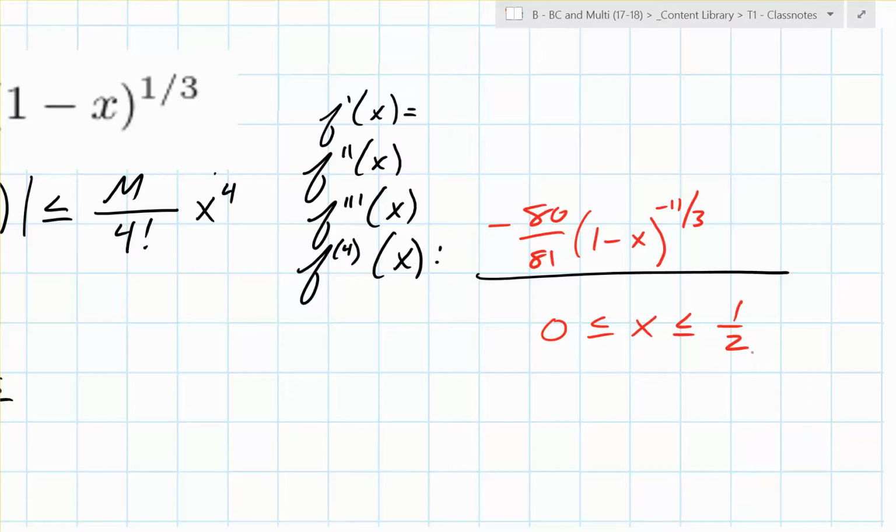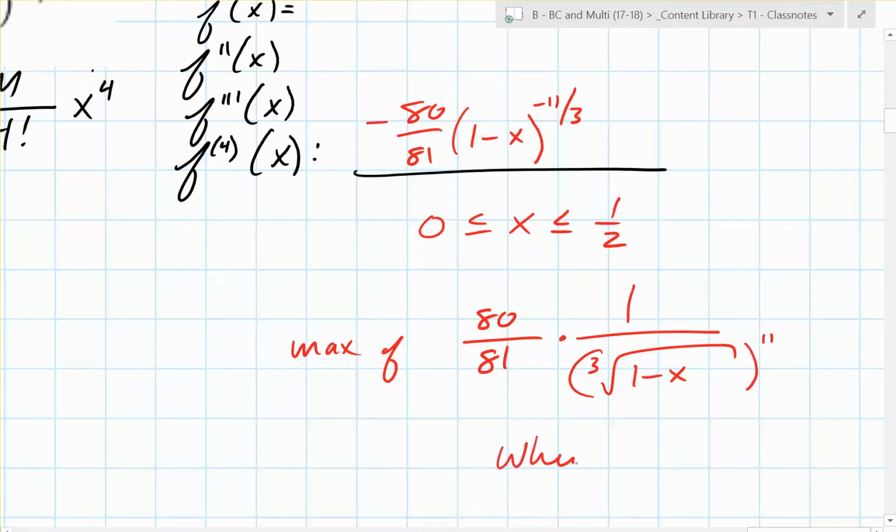Now, again, are we back to calculus 1? Yeah, we're back to calculus 1. We need to figure out, is it 0, 1 half, or somewhere in between where it's maximized? I'll let you guys figure that out for yourself. Be careful. X is what?